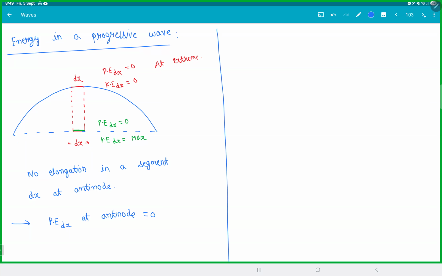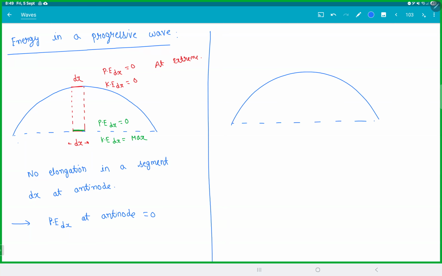Similarly, if you look at the segment at the node, again, you will see something similar there. Here, the node point will never move. The kinetic energy dx will be 0. Potential energy of the segment is 0 because it is at natural length.